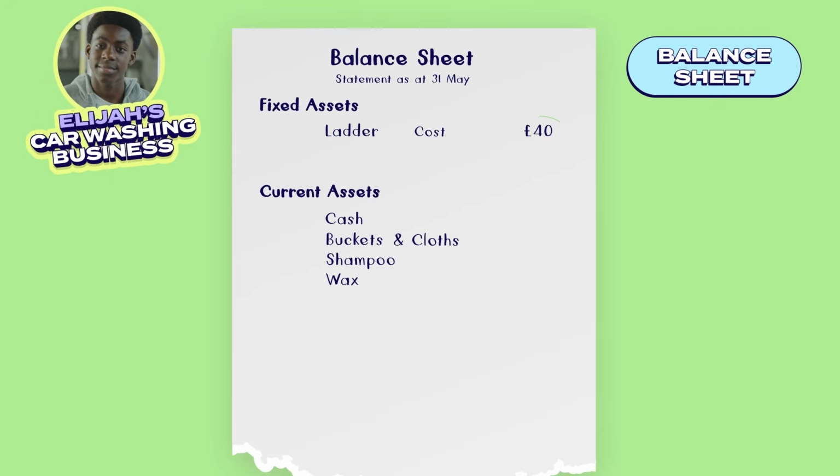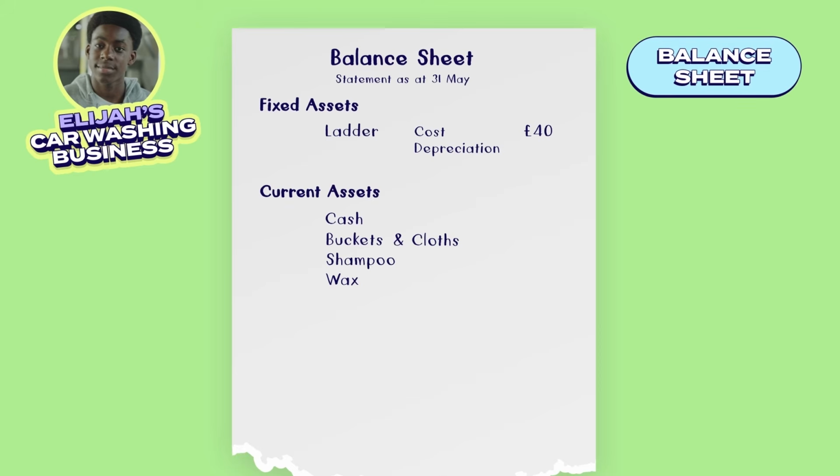The £40 cost of that ladder will be depreciated over time as it moves through its usable life, and that comes back to the concept of accrual accounting. Elijah's balance sheet will record not only the original cost of £40, but also any depreciation of the asset, depending on what are known as accounting policies, up to the date of the balance sheet itself.